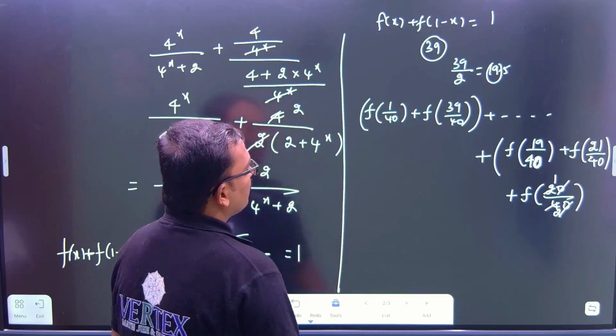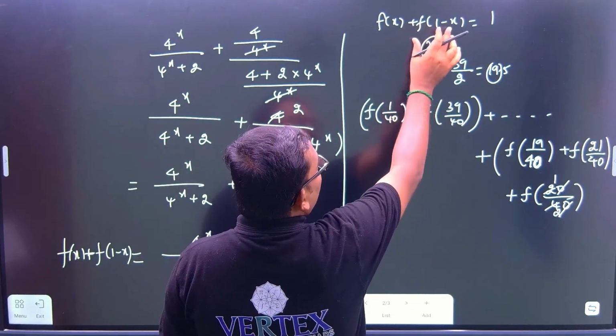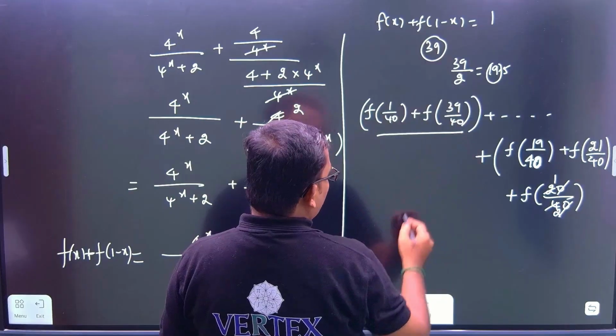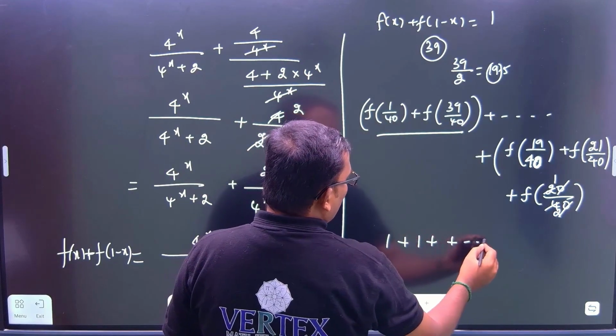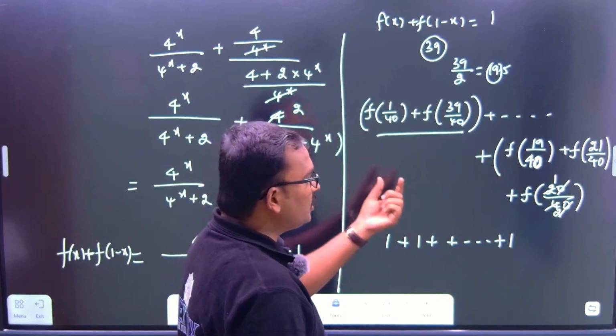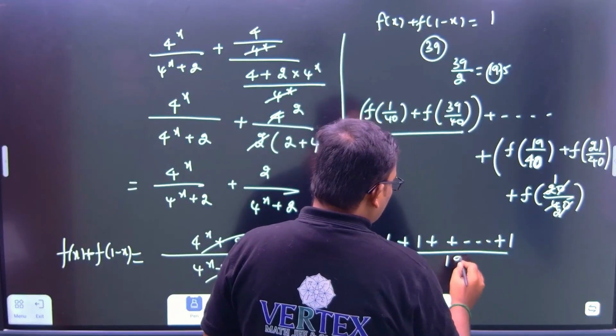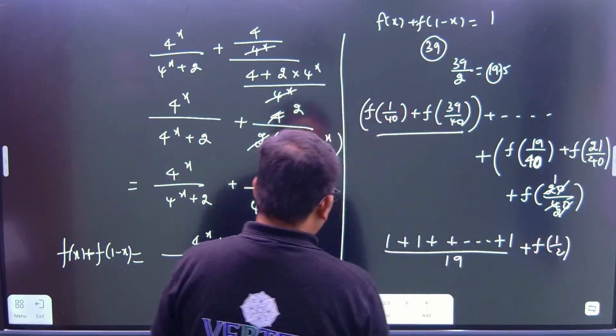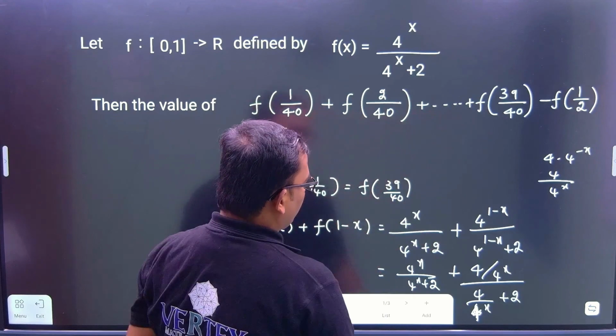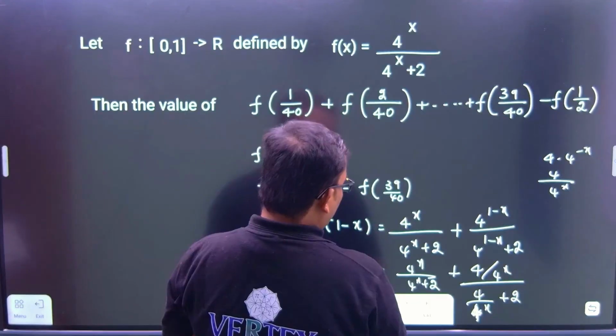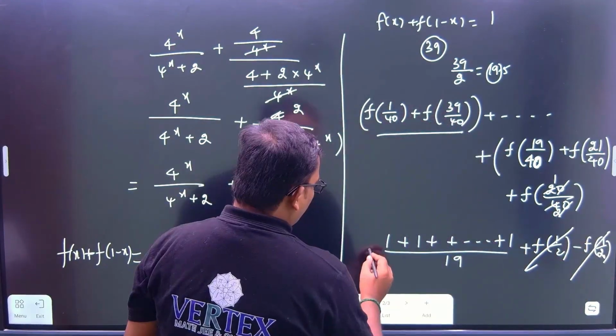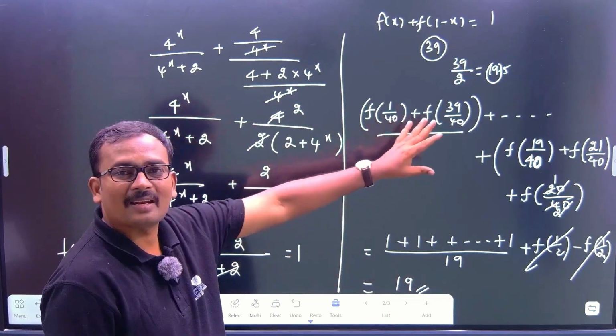I hope everyone understands. Here, each term is what? f of x plus f of 1 minus x is 1. This is 1, 1 plus 1 plus... how many terms are there? 19 pairs are there. Each pair is 1. So 19 times, plus f of 1 by 2. You know the given question, you can see minus f of 1 by 2 is there. The extra one term is minus f of 1 by 2. So this will be cancelled. So therefore, the complete answer is 19. I hope everyone understands. We'll go to the next question.